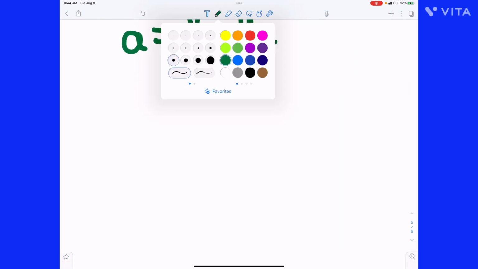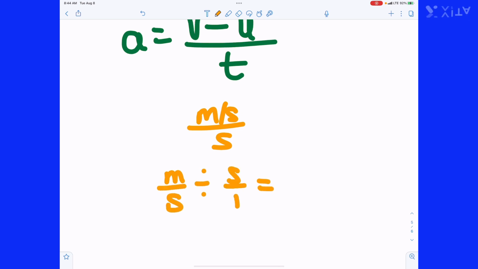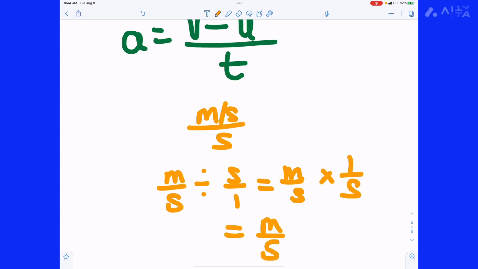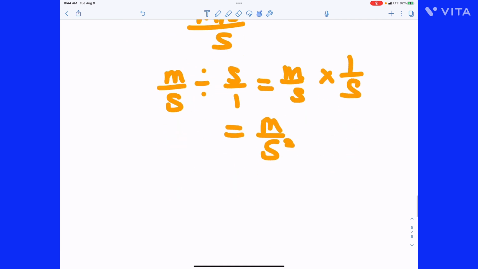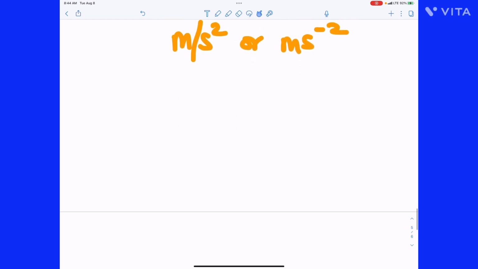Let's now work out the SI unit. Note that we said that velocity is in meters per second, and time is in seconds. So at the end of the day, you are going to get meter per second divided by second, which gives you meter per second times 1 over second. And that's meter per second squared. Any one of these three notations is the SI unit of acceleration.